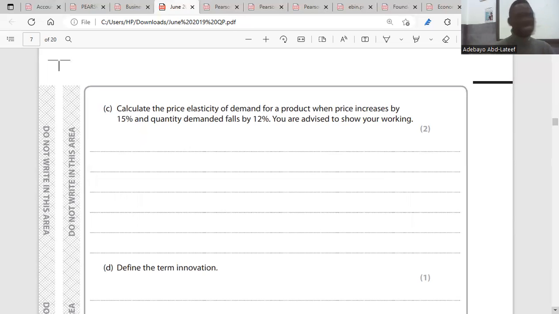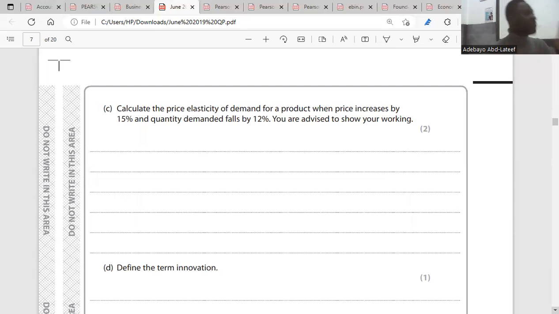Price elasticity of demand is the degree of responsiveness of the quantity demanded of a product as a result of a change in price. That is price elasticity of demand. And the formula for price elasticity of demand is the percentage change in the quantity demanded over the percentage change in price.